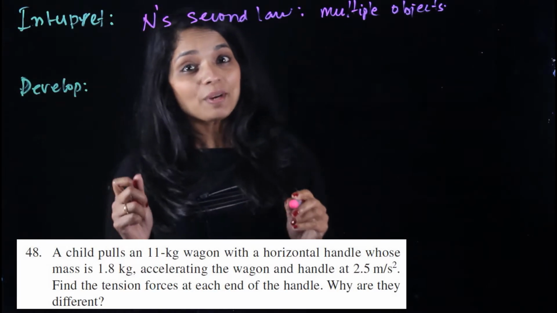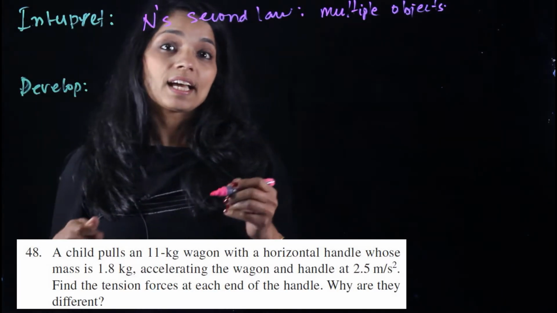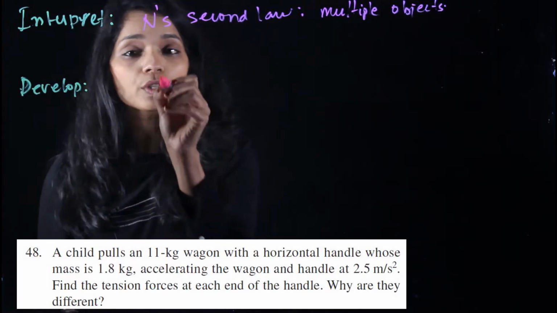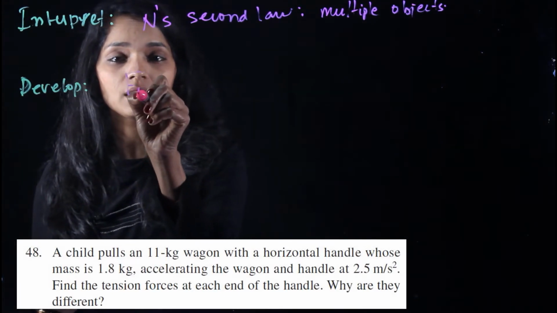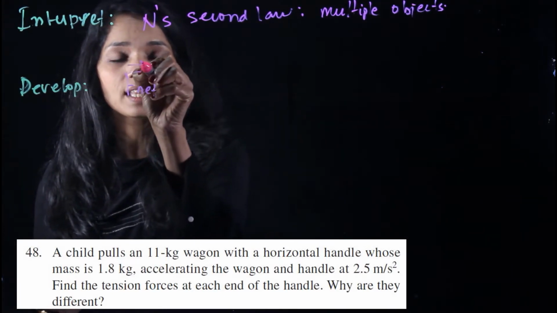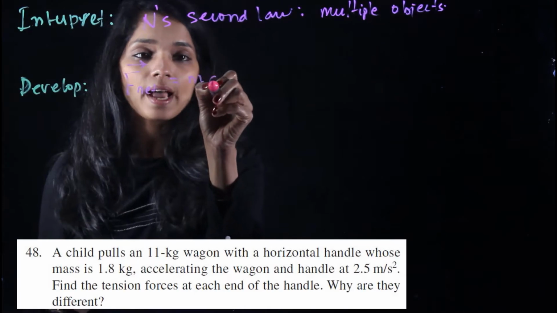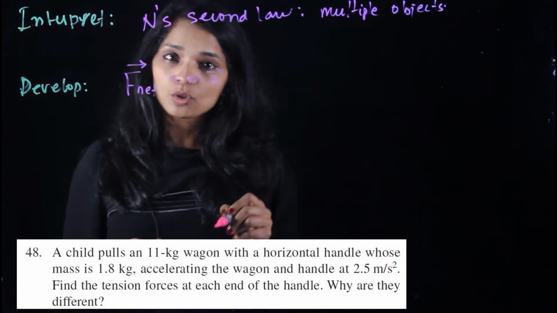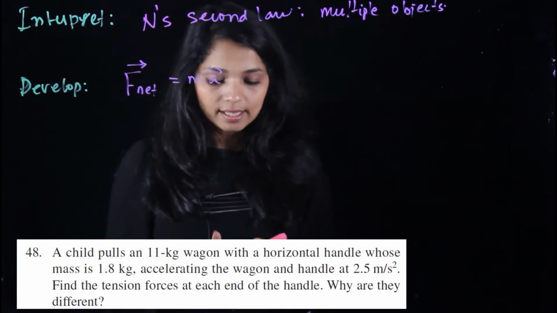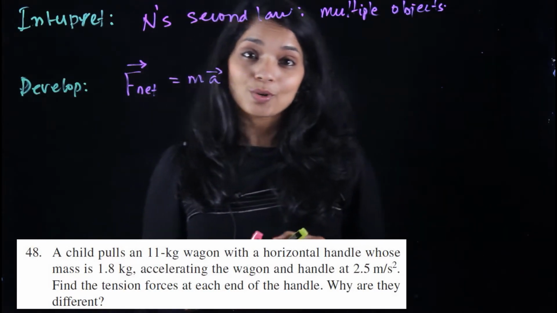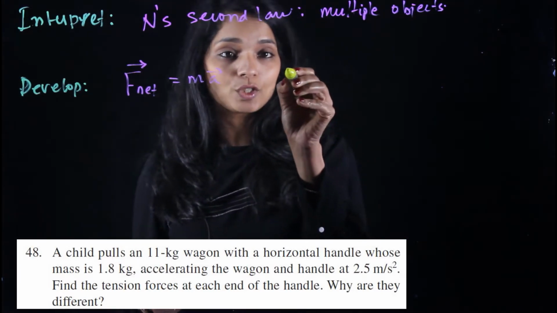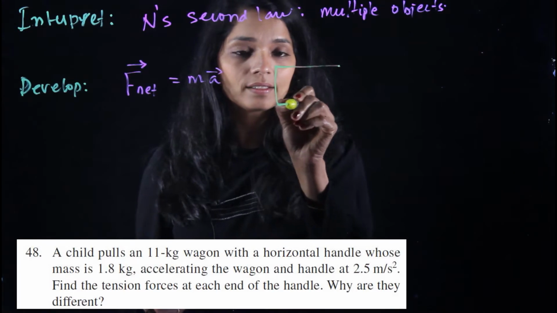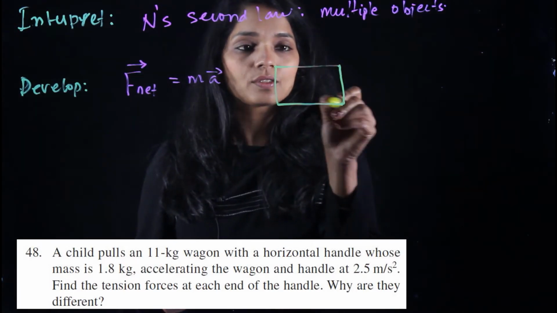Okay, so in developing a strategy, the first thing we should do is identify the equation that could be useful. Newton's second law, F net equals MA, is the equation that's useful. And the next thing we should do is draw a diagram of the situation. So we have a wagon.